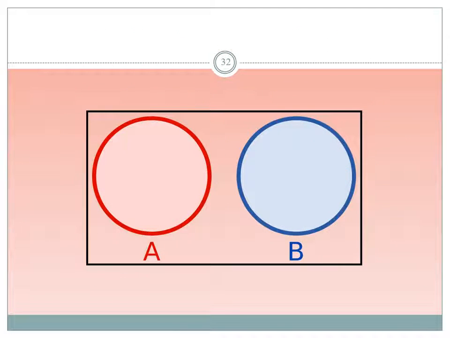Alright, so this is based on the Venn diagram explanation. This is event A, this is event B. In this case, we don't have any common element for event A and event B, so they are disjoint events, or mutually exclusive events.